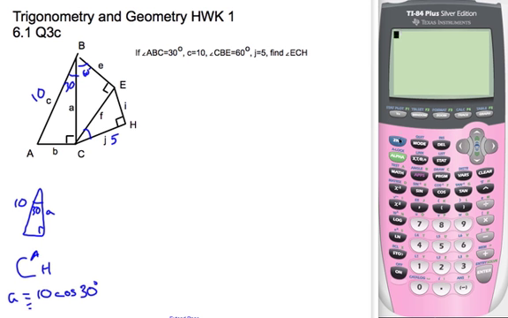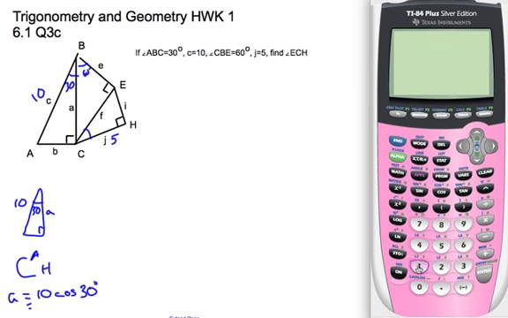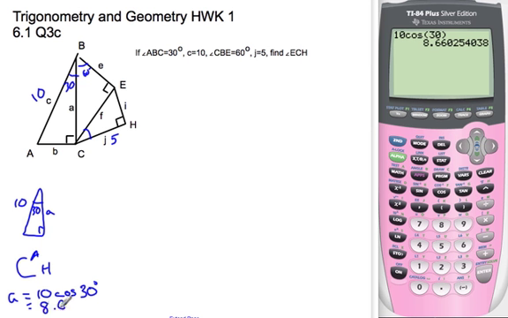And I can do that over here. So make sure I'm in degrees, which I'm not. Good thing I checked first. Yep, that's got it. Okay, so now we've got 10 cos 30 degrees. Gets me 8.66. That'll do for now.